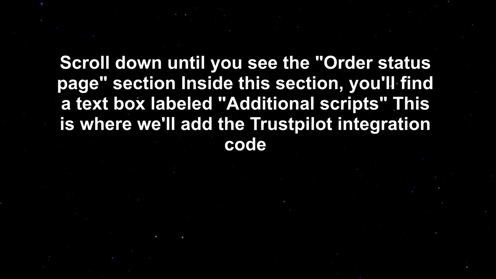Scroll down until you see the Order Status page section. Inside this section, you'll find a text box labeled Additional Scripts. This is where we'll add the Trustpilot integration code.